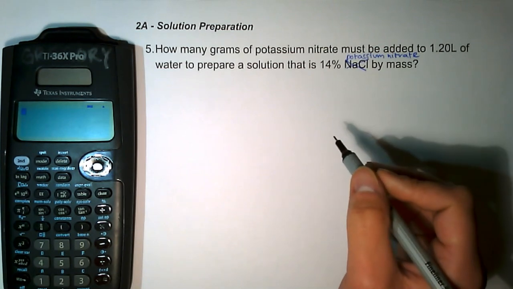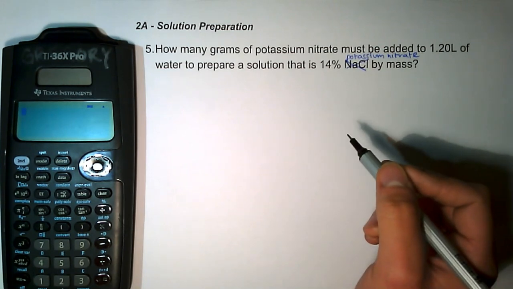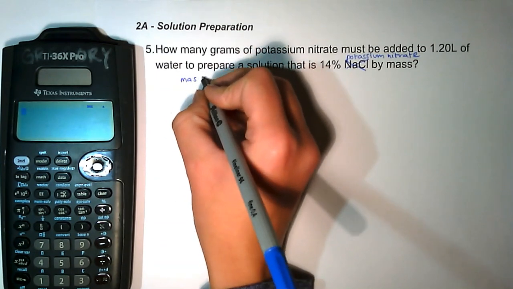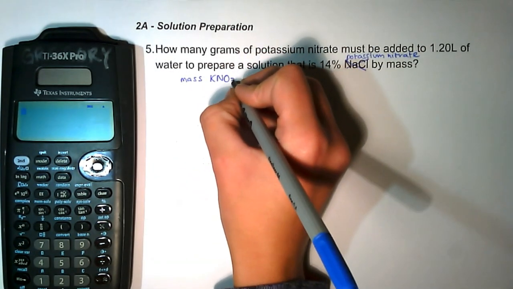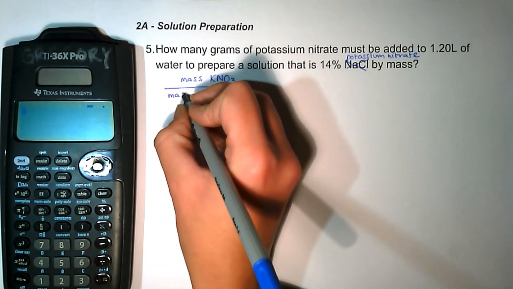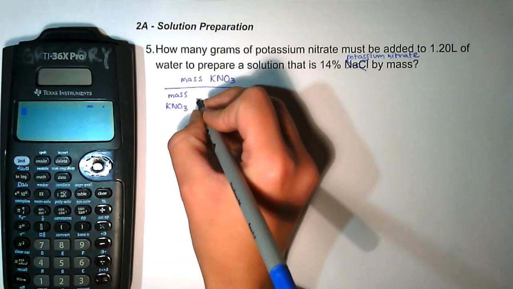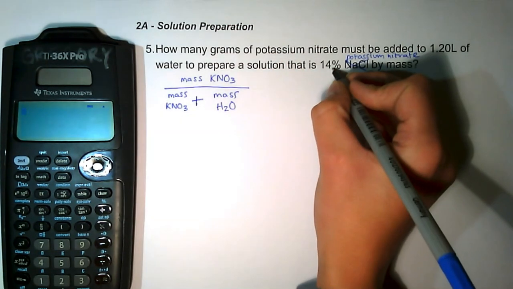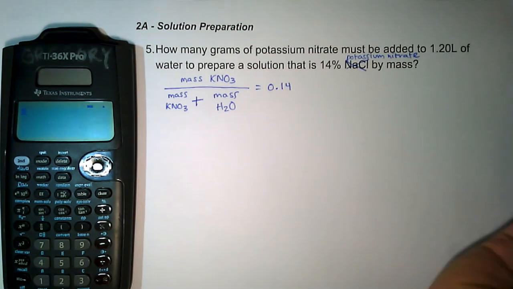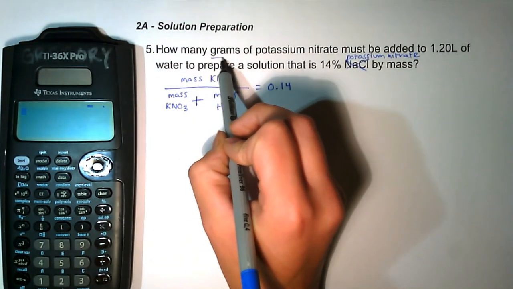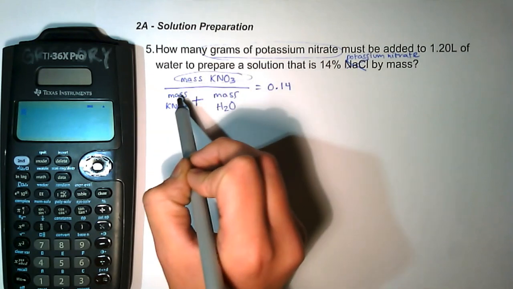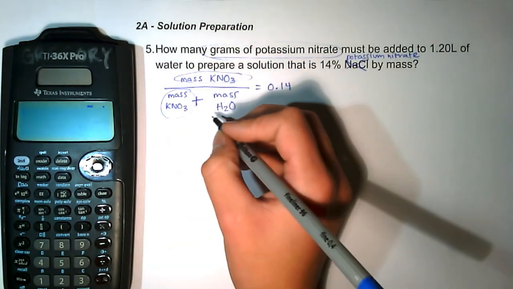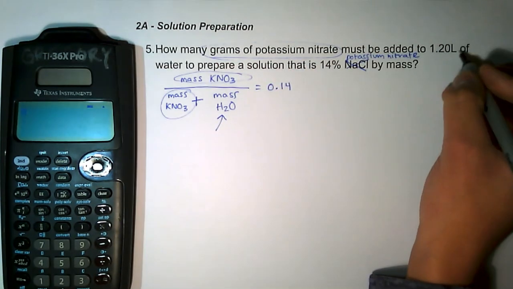And so here we are going to use the same strategy that we used in number 4. We need to figure out how many grams of potassium nitrate, so a mass of potassium nitrate, KNO3, divided by the mass of the total solution, mass of KNO3 plus the mass of H2O, and we need this whole proportion to be equal to 14%, or 0.14 as a decimal number. And we are looking for the mass of potassium nitrate, so these two things we don't know, but they happen to be the same number, so we can substitute in the variable x.